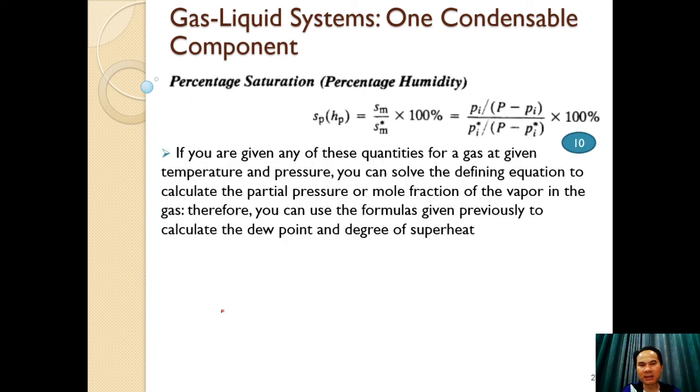The last term is percentage saturation, or percentage humidity. It is equal to Sm divided by Sm star. Sm is the partial pressure divided by P minus Pi, and Sm star means the vapor pressure divided by the total pressure minus the vapor pressure. If you are given any of these quantities for a gas at a given temperature and pressure, you can solve for the humidity, percentage humidity, absolute humidity, and so on. You can also use the formulas to calculate the dew point and degrees of superheat.